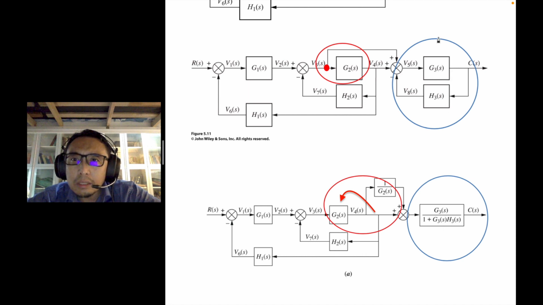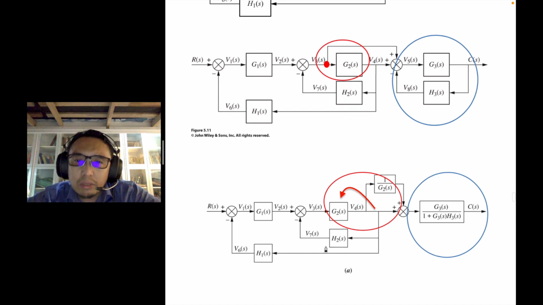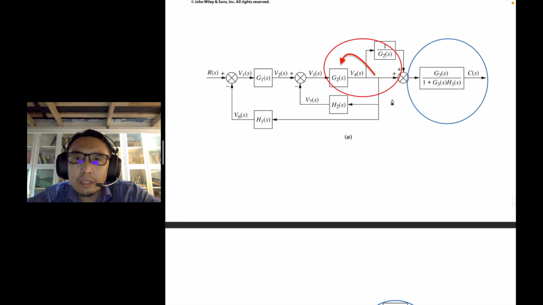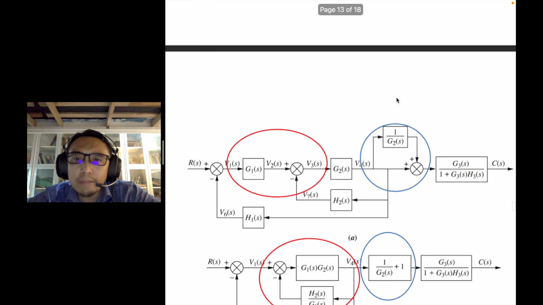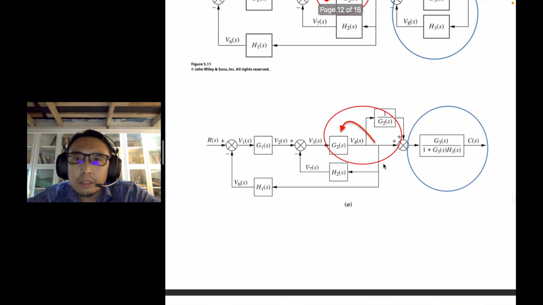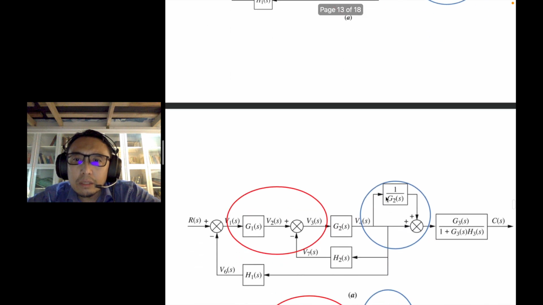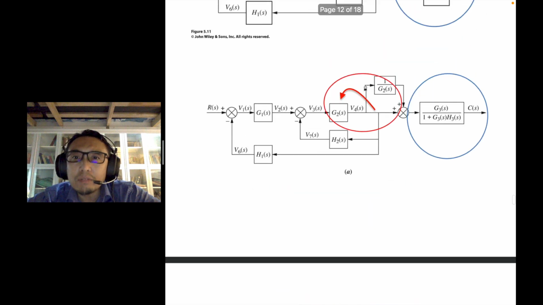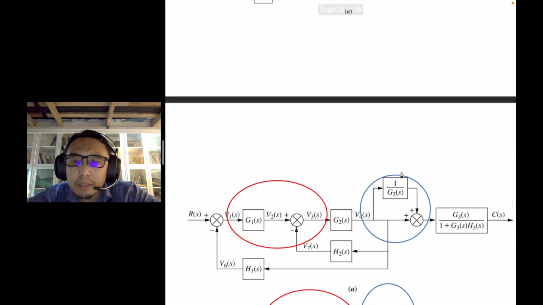And then this blue circle is actually a feedback form, so you can just apply the feedback form already. It's just G3 over 1 plus G3H3. Okay, so now let's look at what happens next once we have moved G2 there. So you can see here, this is a parallel form, right? Once you have done that, this becomes a parallel form.